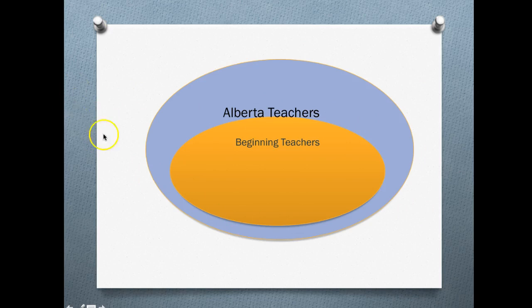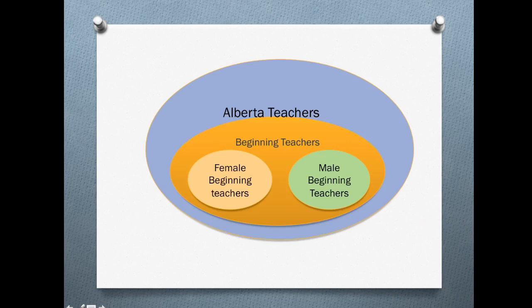For obvious reasons, I wasn't going to be able to do all of the teachers in Alberta, but it seemed to me that it was legitimate to choose this particular sample. My variable was around the question of gender, so I had a subset of female beginning teachers and male beginning teachers. So this is how I constructed my study.